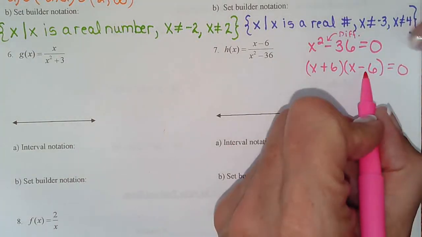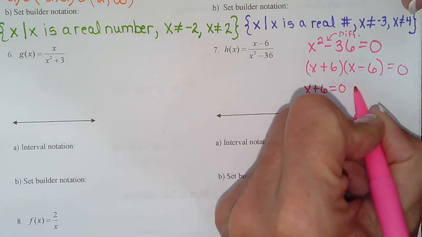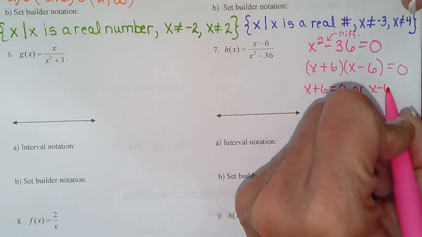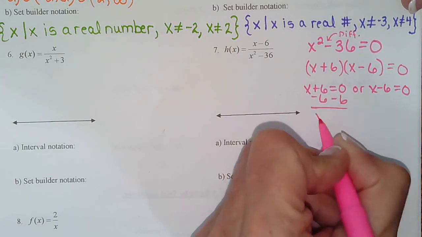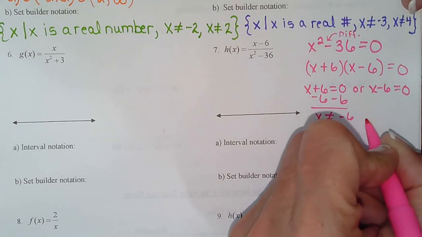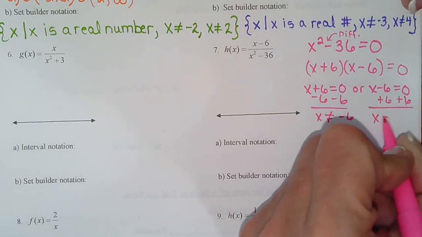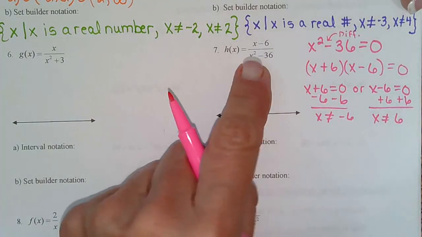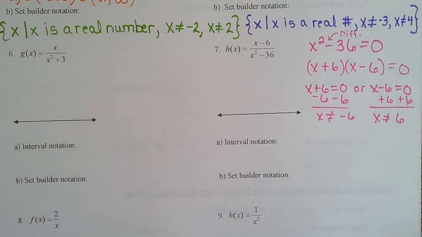So then we say if a times b equals 0, either a is 0 or b is 0. So our two excluded values are -6 and +6. And you can put them in and easily see both of those values make your denominator 0.